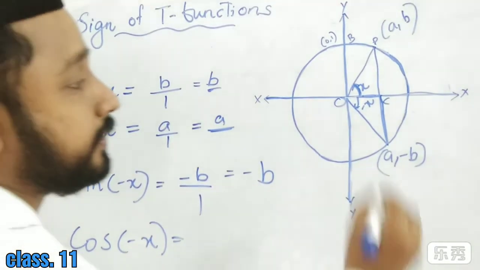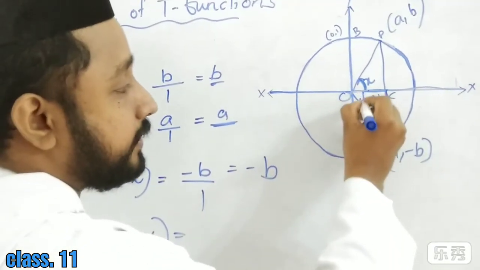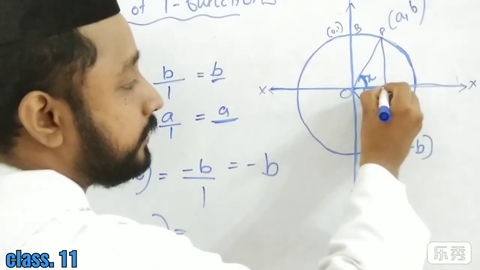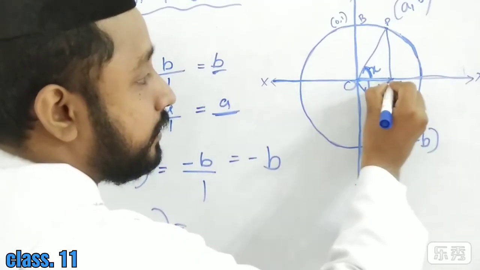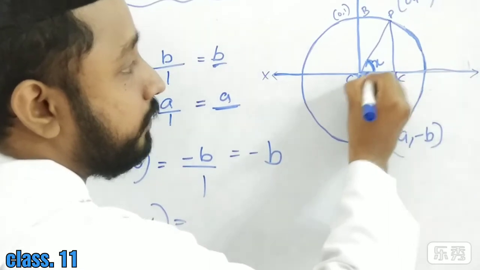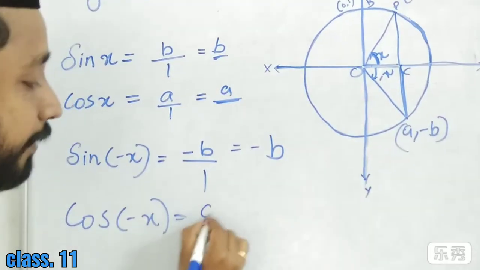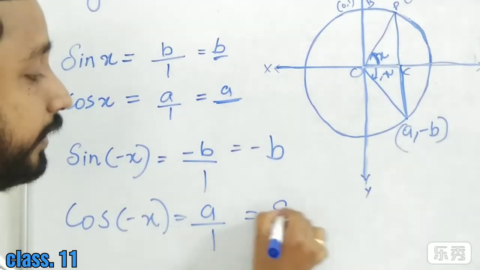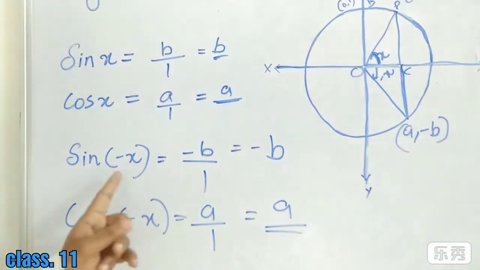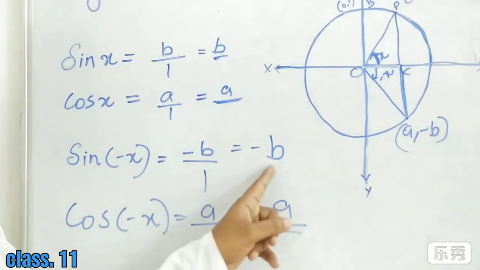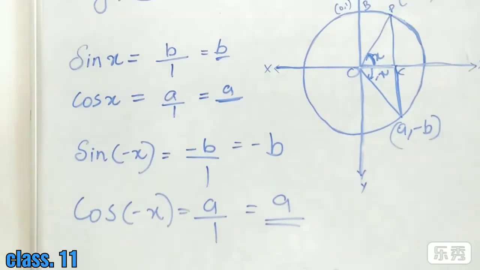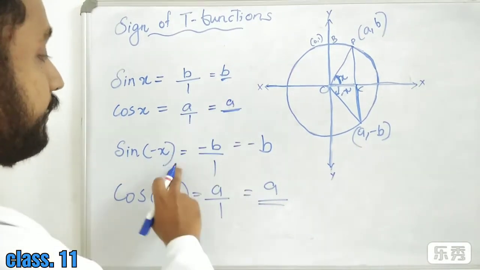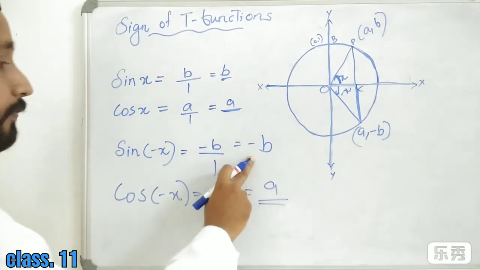Cos minus x means this is angle minus x. So this is adjacent side, this is hypotenuse, this is in the same x-axis. So this is also positive. This is a, therefore a by 1 which is equal to a. So we got sine minus x is equal to minus b and cos minus x is equal to a. Comparing these two, we will get sine x is equal to b, sine minus x is equal to minus b.